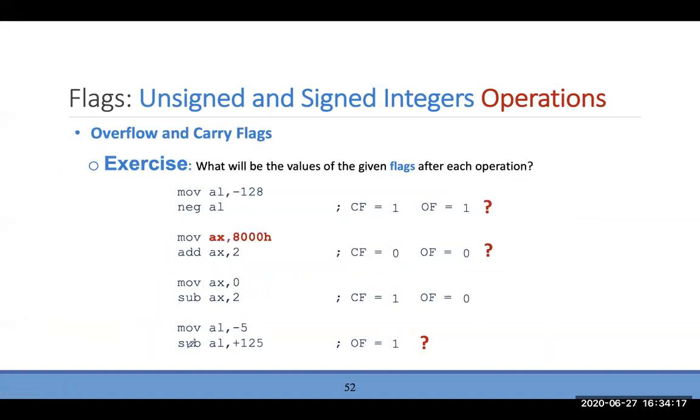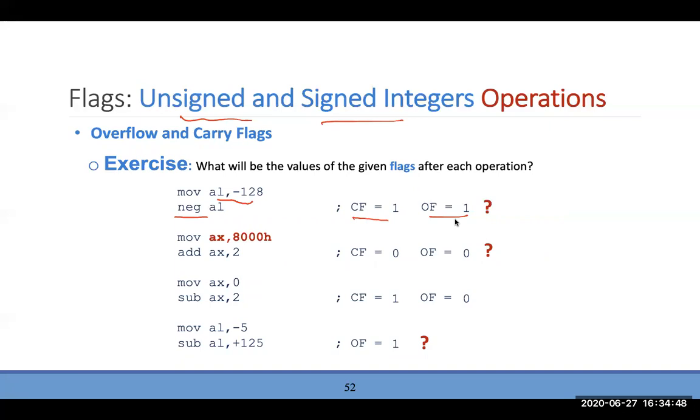Okay? So these are very important exercises. So I'm just going to help you a little bit with this, and then I will let you have fun with it. So now you are moving negative 128 to AL, and then you're going to negate it. Okay? So if we are dealing here with both unsigned and signed, if we do this part, the carry flag is going to be what? 1, and the overflow flag is going to be what? 1.